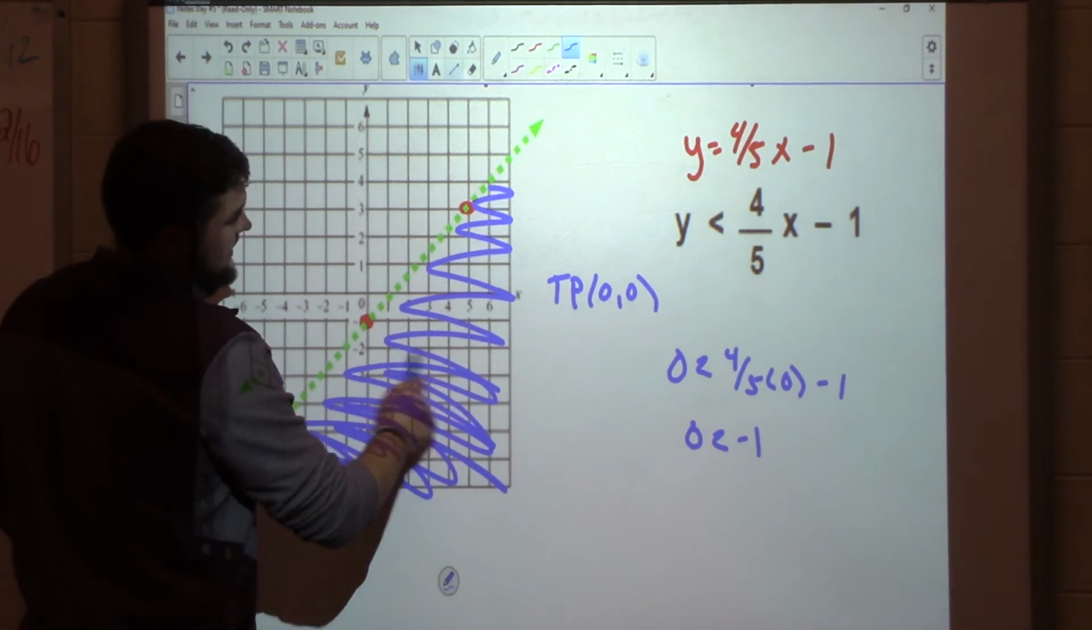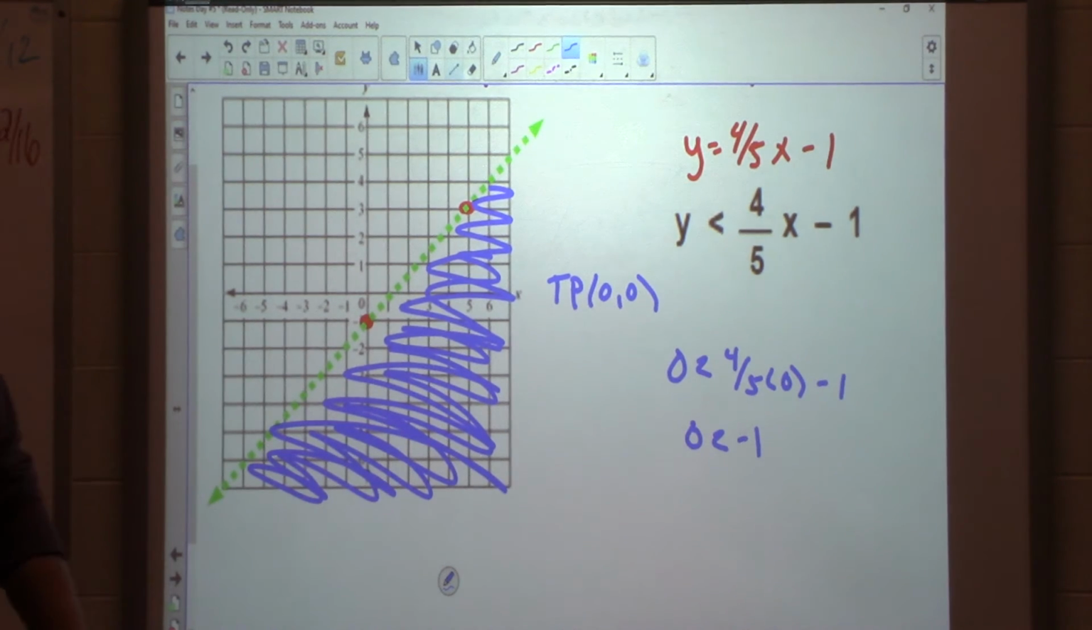Guys, if I can't tell which side is shaded, it's going to get marked wrong. So you make sure you shade it in enough. Alright. Any questions so far?